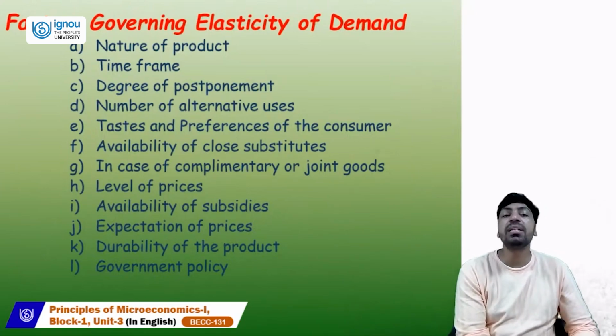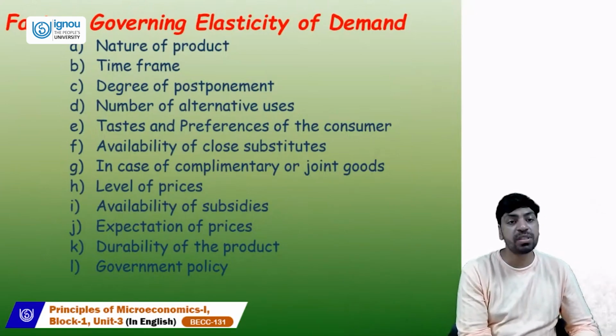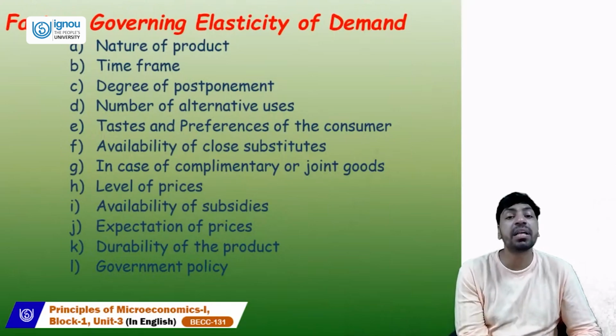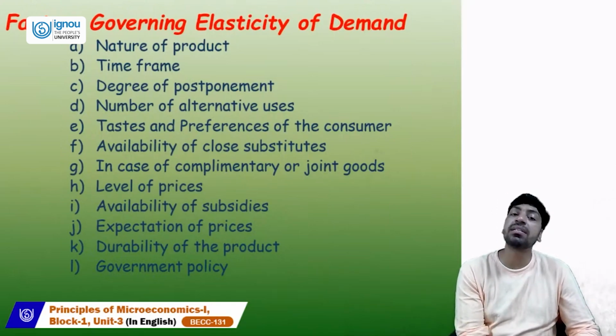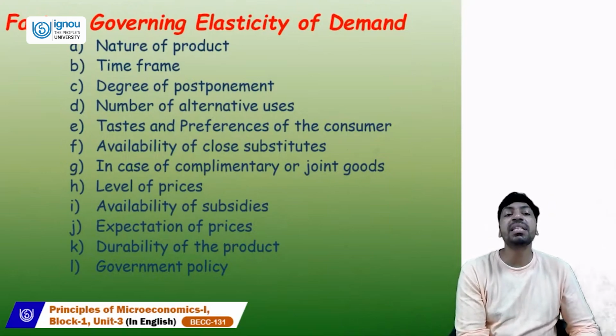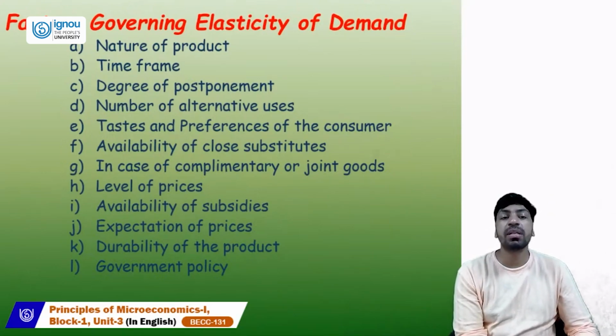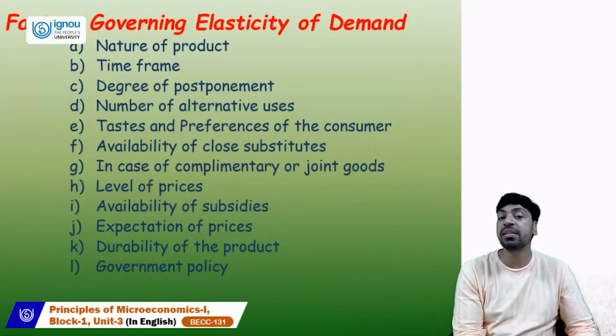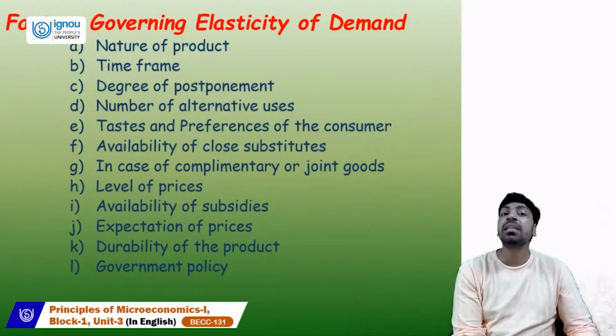The next one is number of alternative uses. Of course every human being has unlimited wants, and if the resources are limited and have a number of alternative uses, then definitely the elasticity of demand would become negative. The next one is taste and preference of the consumers, which is one of the main factors that influence the demand, and accordingly it also influences the elasticity of demand.